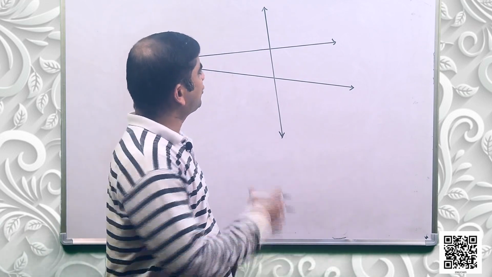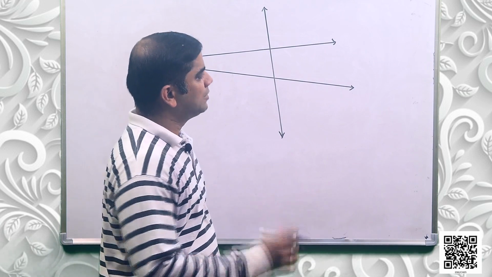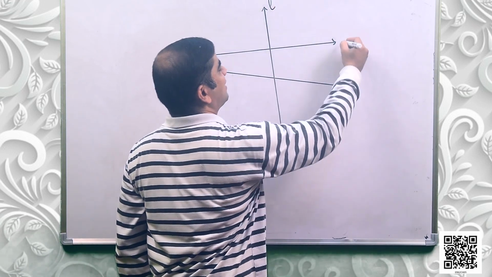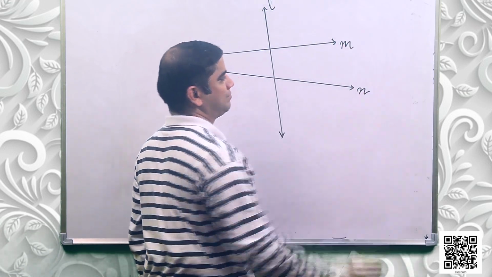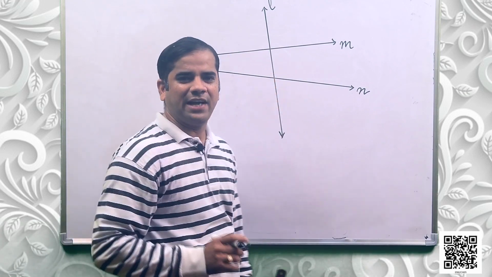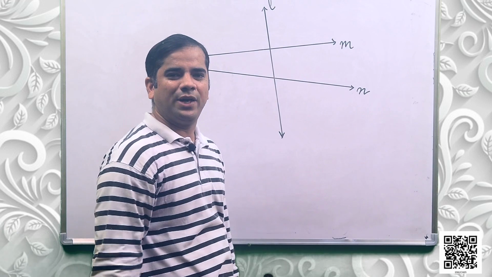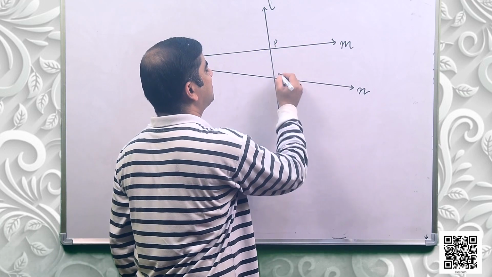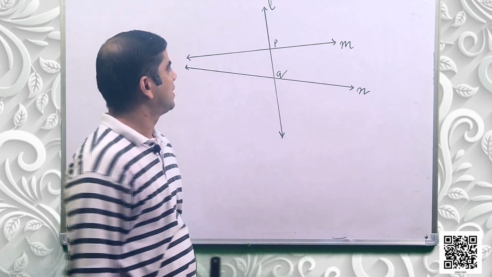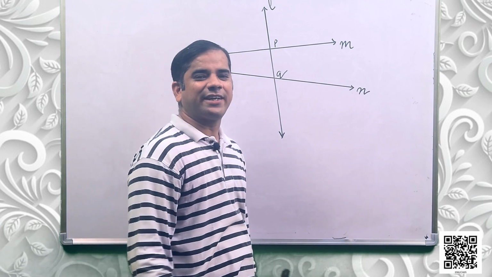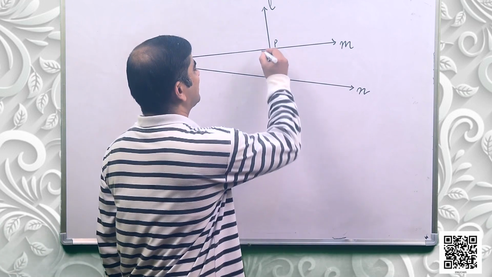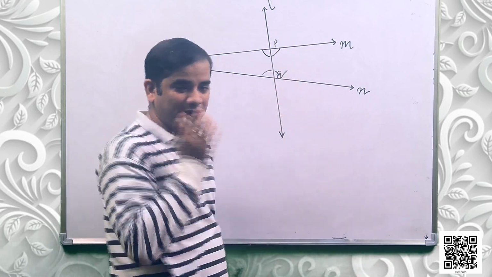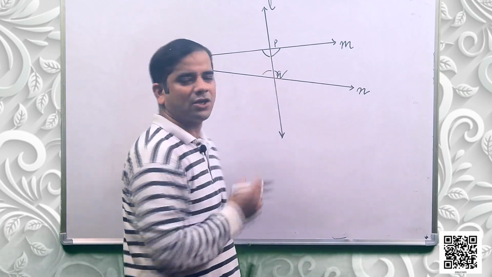Students, as you can see, I have drawn three different lines. Let's name them L, M and N. So M and N are two different lines, and L is passing through them, intersecting the two lines at points P and Q. So thereby constructing four internal angles. These two are internal angles and these two are other internal angles. So we have two pairs of internal angles.